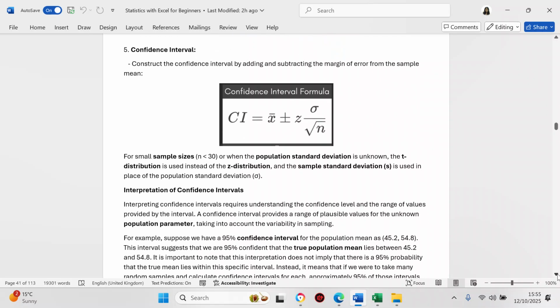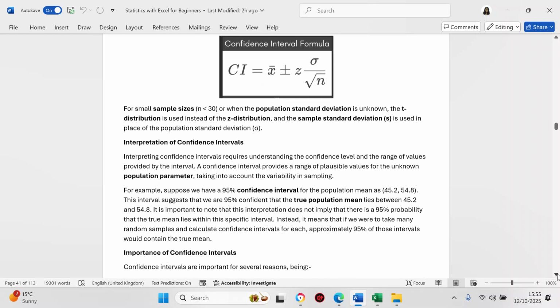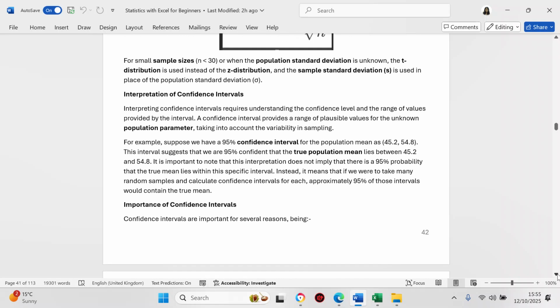Now you calculate your confidence interval. You construct the confidence interval by adding and subtracting the margin of error from the sample mean. So your confidence interval is the sample mean plus or minus the margin of error. And so that's Z times the standard deviation divided by the square root of the number of samples. For small sample sizes, n is less than 30, or when the population standard deviation is unknown, the t-distribution is used instead of the z-distribution, and the sample standard deviation, S, is used in place of the population standard deviation, sigma.